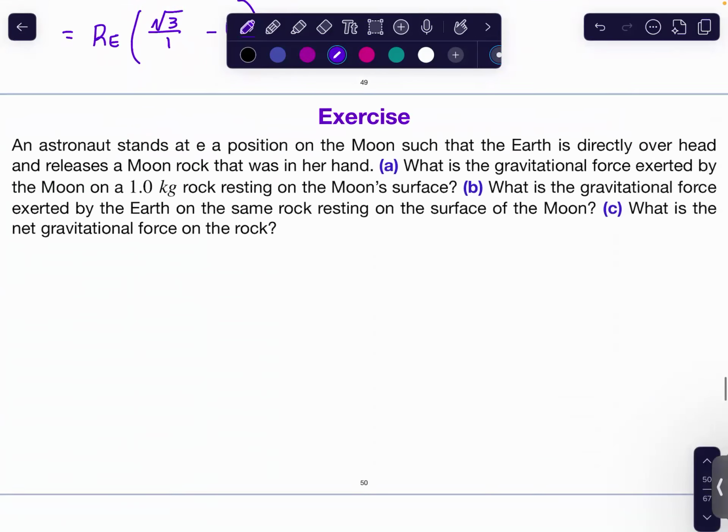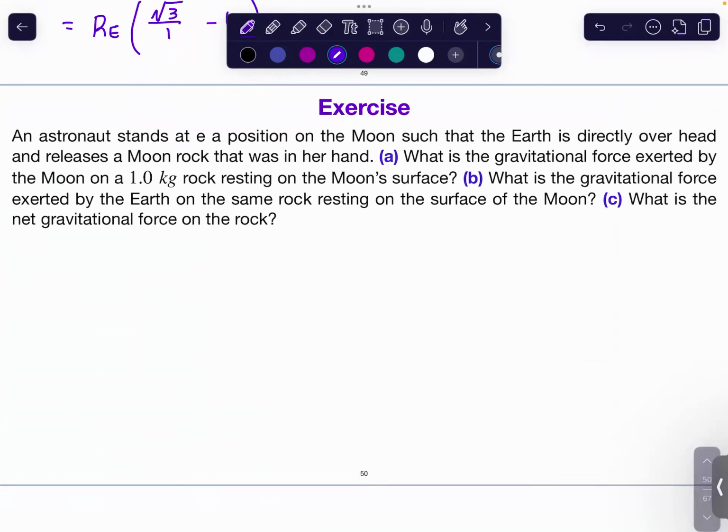Okay, let's look at something where we can actually work out and get some numbers. So we have an astronaut who stands at a position on the moon such that the Earth is directly overhead and releases a moon rock that was in her hand. What is the gravitational force exerted by the moon on the 1 kilogram rock resting on the moon's surface? What is the gravitational force exerted by the Earth on the same rock resting on the surface of the moon? What is the net gravitational force on the rock?